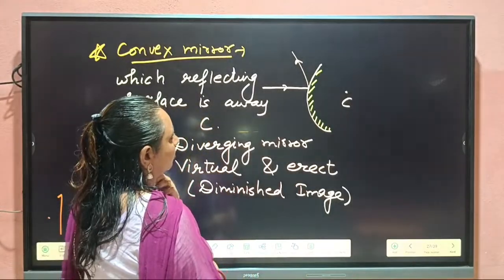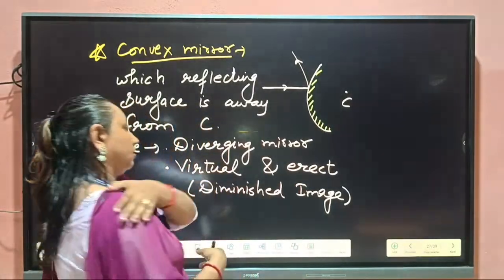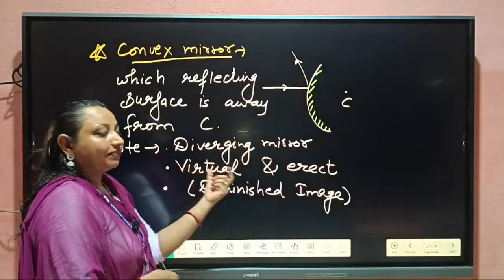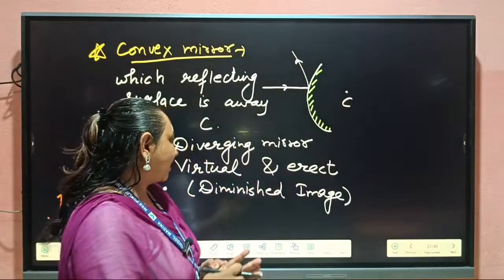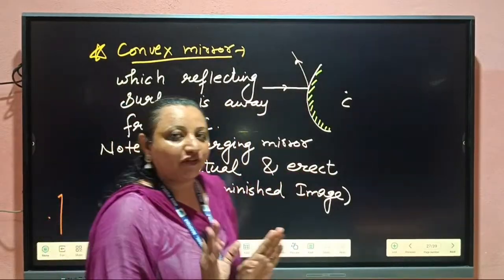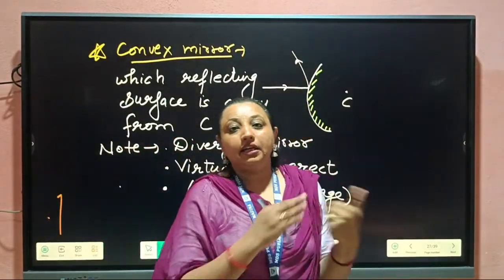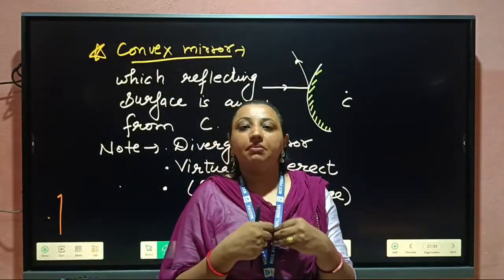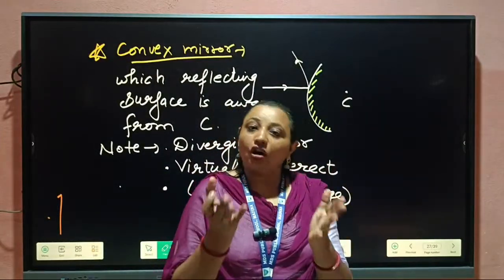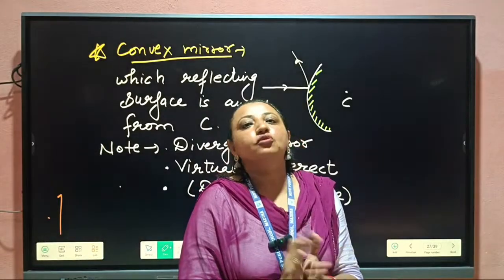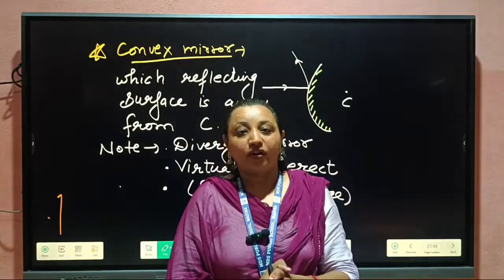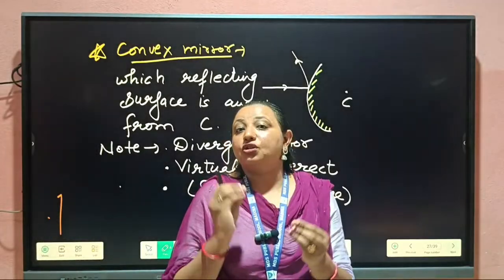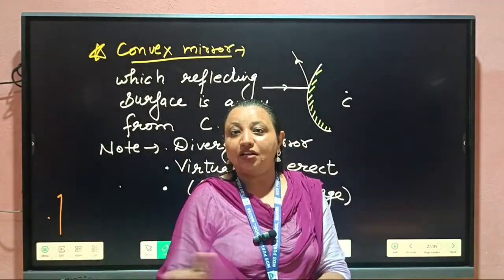So it is a diverging mirror. Which image it forms? Virtual and erect images formed by convex mirror. And what type of image? Like in concave mirror, images may be magnified or the same size or maybe smaller. But here, in case of convex mirror, only diminished, smaller size images can be formed.